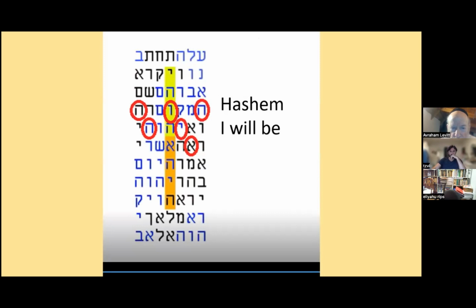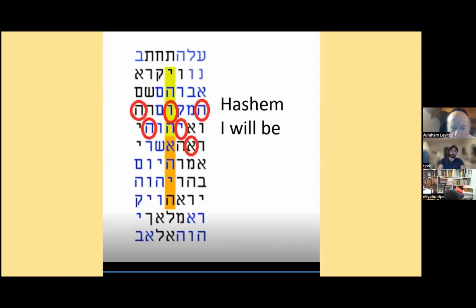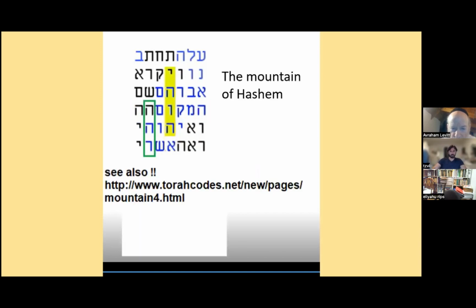Chaim Meir Pollack found the same words circled in red overlapping each other. So they are rewritten over on the side. Hashem, I will be, overlapping each other. So this is an echo of the original word pair, but that's only the first of about 3 very dense occurrences in the same area. Here we have the mountain of Hashem, which refers to Yerushalayim, to the mountain of Moriah, where the third temple, where all the temples stood and will stand. The mountain of Hashem is Yerushalayim, the Har HaMoriah.